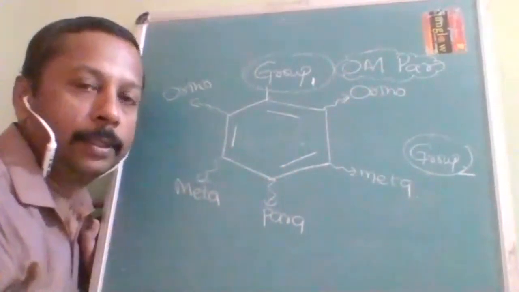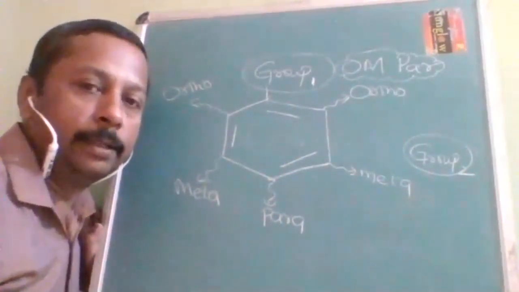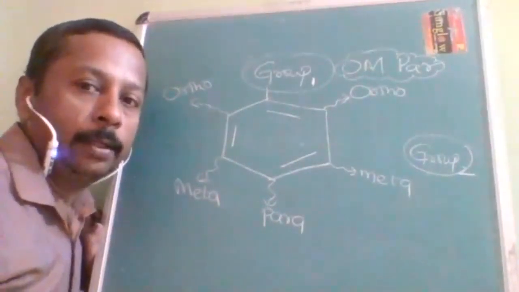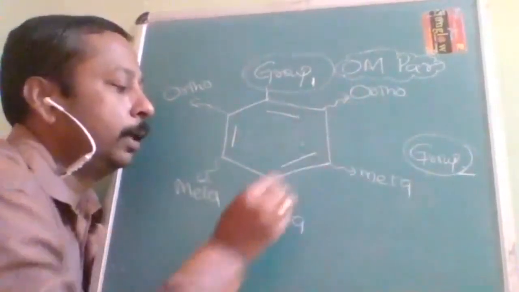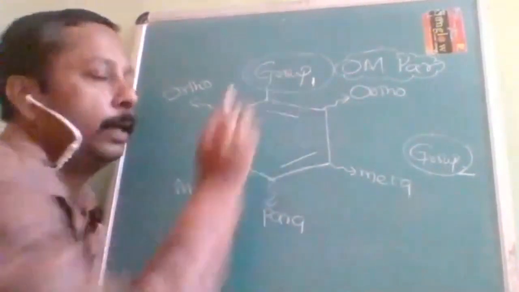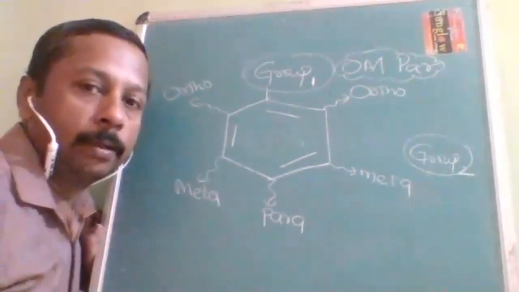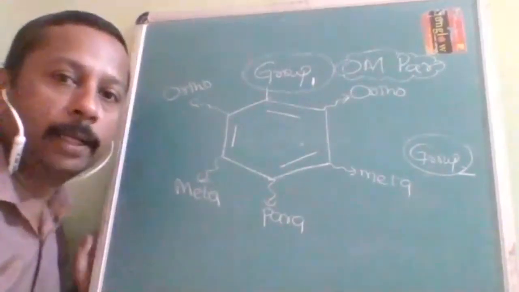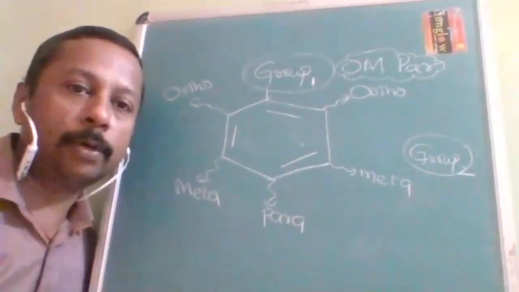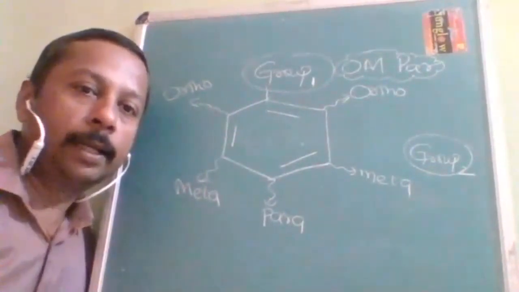Understood? So this is the sequence of the active site generated when a benzene ring is attached with some group. Now this group 2 will come to ortho or meta or para. That is decided by group 1. So whether it is ortho, meta or para, that influence made by group 1 on group 2 is called directive influence.